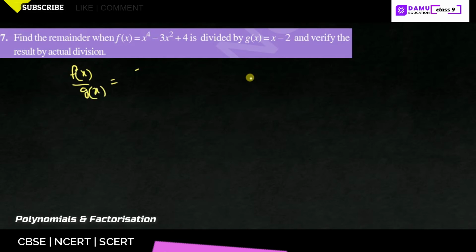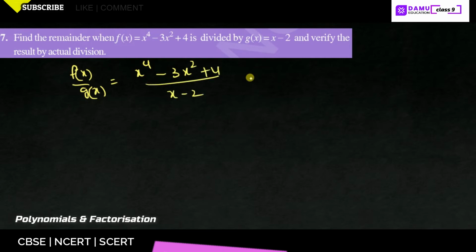Hello viewers, in this module we are going to discuss the 7th question: find the remainder when f of x is divided by g of x, x minus 2, and verify the result by actual division. So let's take f of x and g of x. F of x will be equal to x power 4 minus 3x square plus 4. What is g of x?